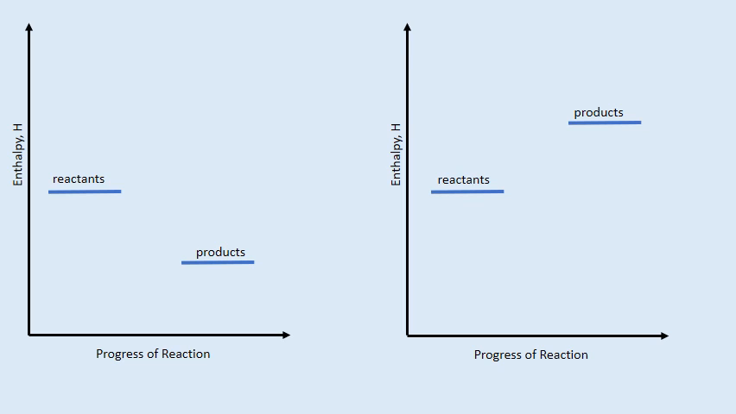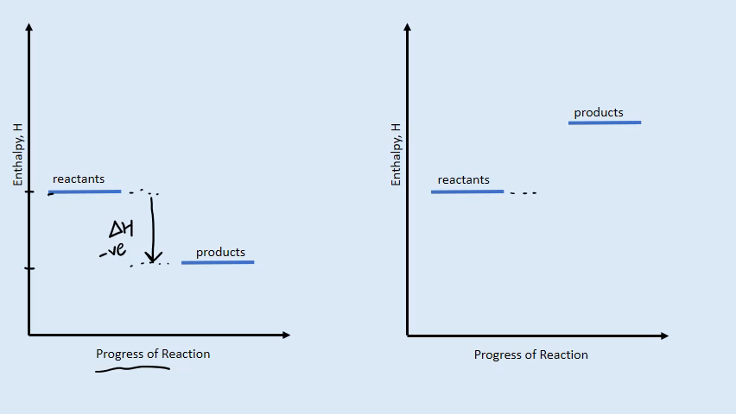So here in the profile diagram on the left, we've got the reactants at this level, and during the progress of the reaction, the enthalpy of the product is below the enthalpy of the reactants. That means that enthalpy has been lost. So this has a change in enthalpy and it's negative. This means that energy has been released to the surroundings. So the surrounding temperature has increased because the internal energy has decreased.